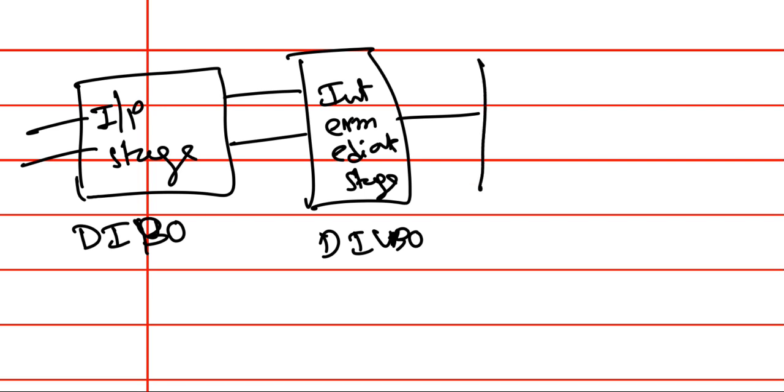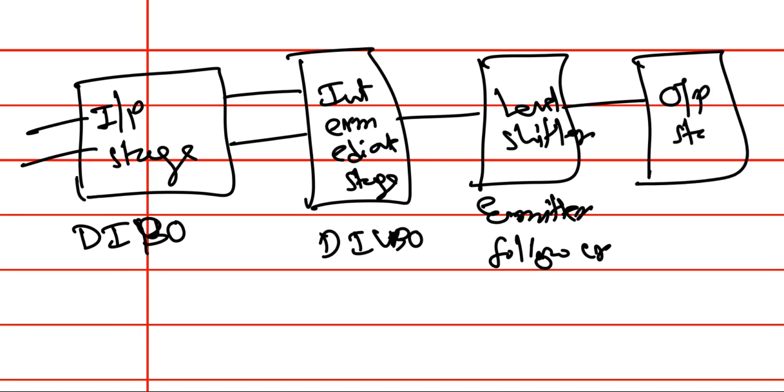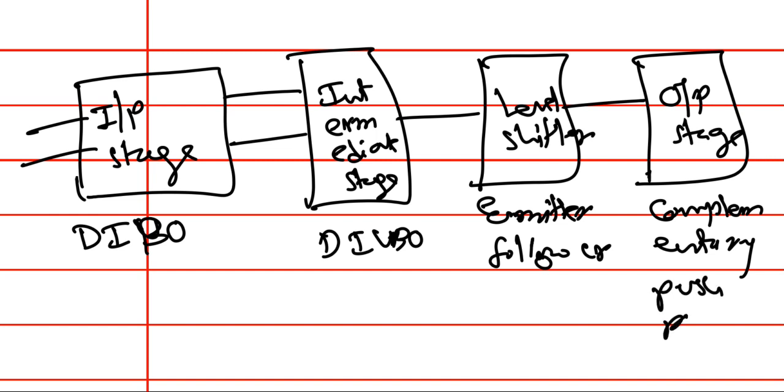Then we have the level shifter. Level shifter is an emitter follower. It will bring the DC level to 0 volt. And last is the output stage. Output stage provides low output resistance and it raises current supplying capacity. And the output stage is a complementary push-pull amplifier. Okay, so this is the explanation.